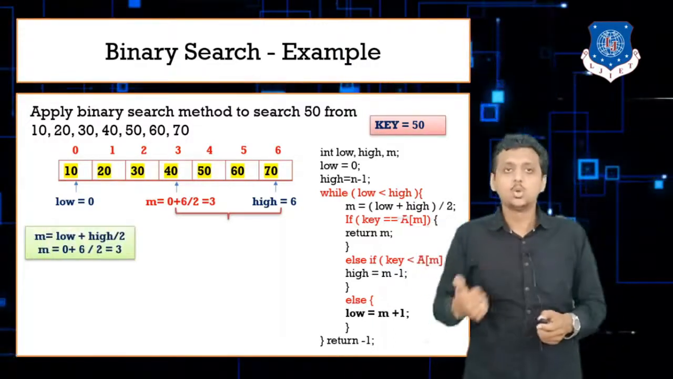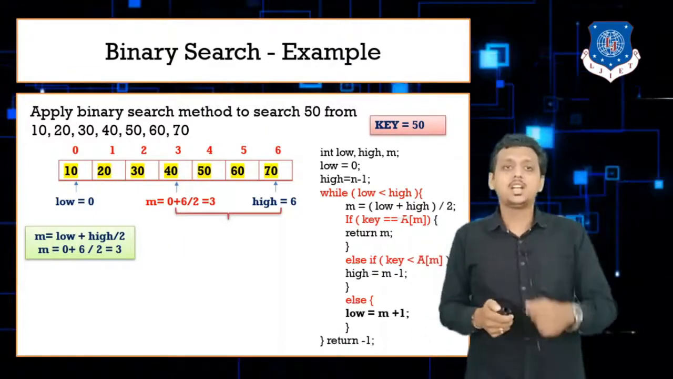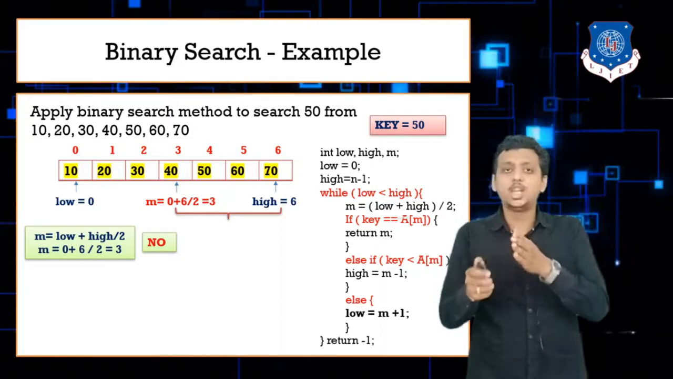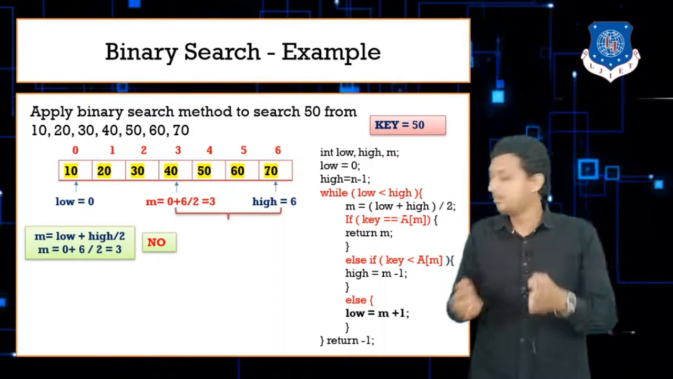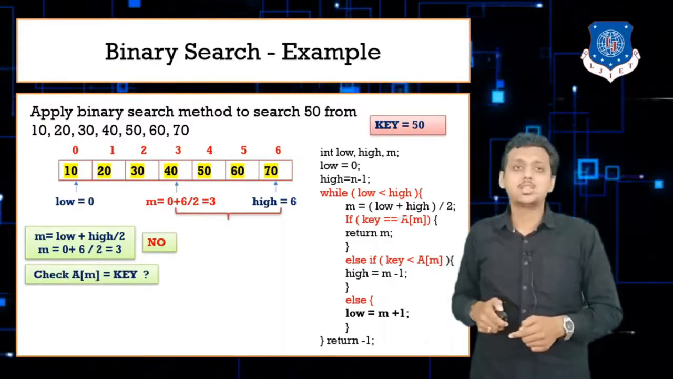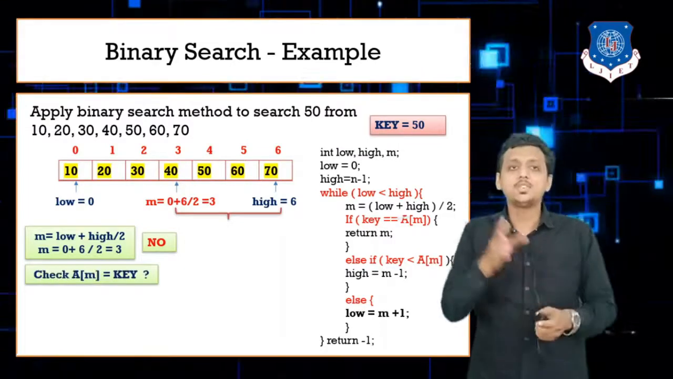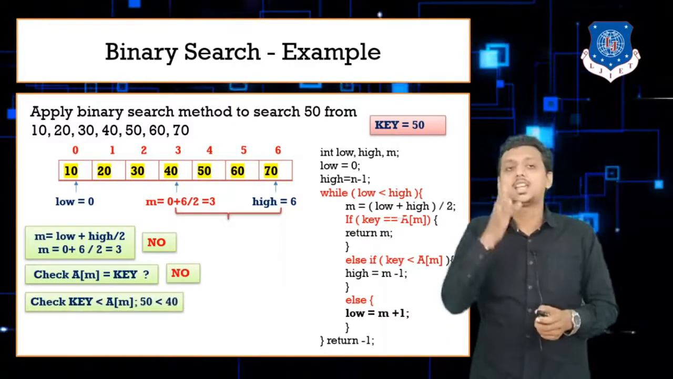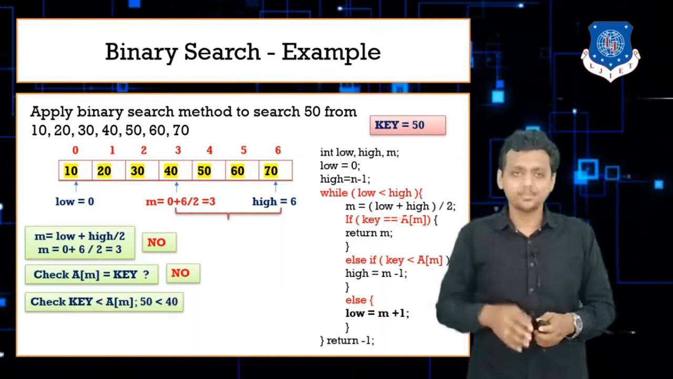Is that so? No. Check it out. M becomes 3. That means key is equal to a of m. Key is 50. A of m is 40. Both are not the same. So write down no. So the condition is getting false. Next we have check a of m is equal to key. No. Okay.